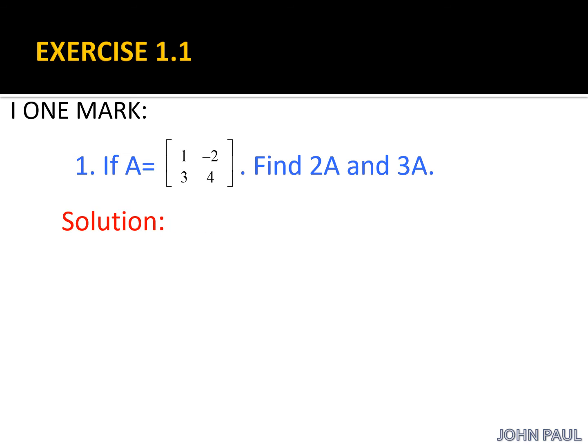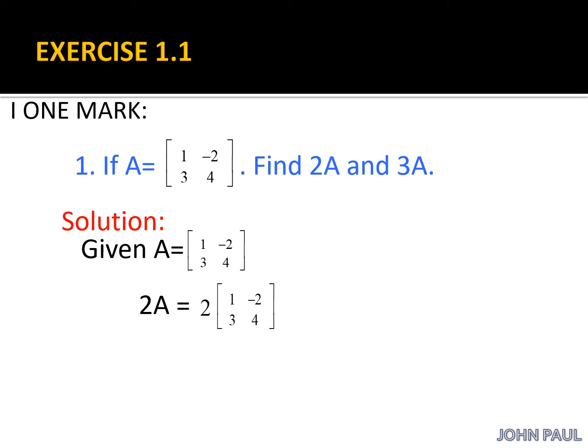Solution: given A equal to [1, -2; 3, 4], 2A equal to 2 into, substitute the value of A. Now multiply 2 with all the elements given in the A. 2 into 1, 2 into minus 2, 2 into 3, 2 into 4. So by multiplying, we got [2, -4; 6, 8].